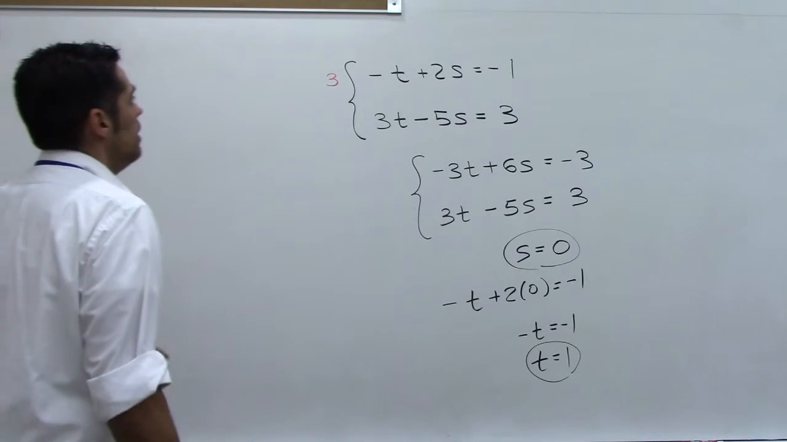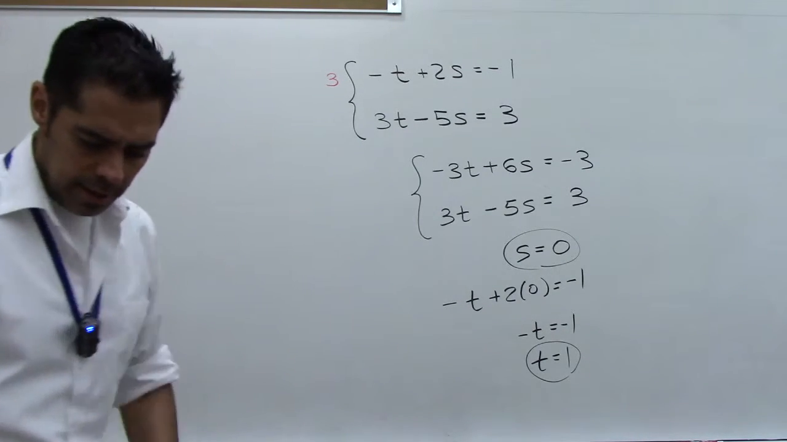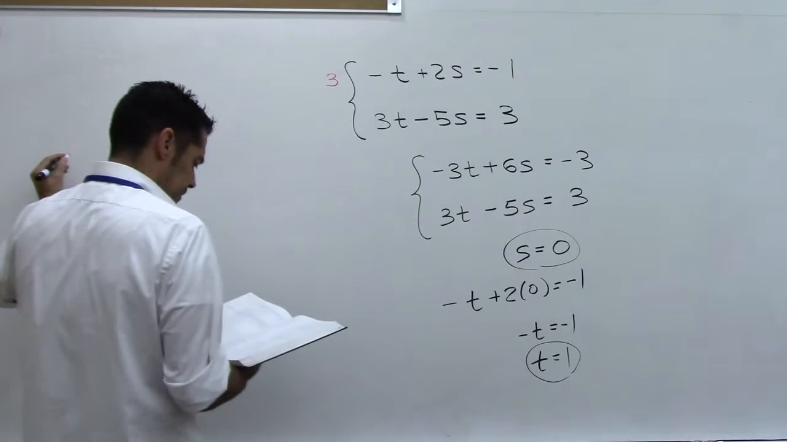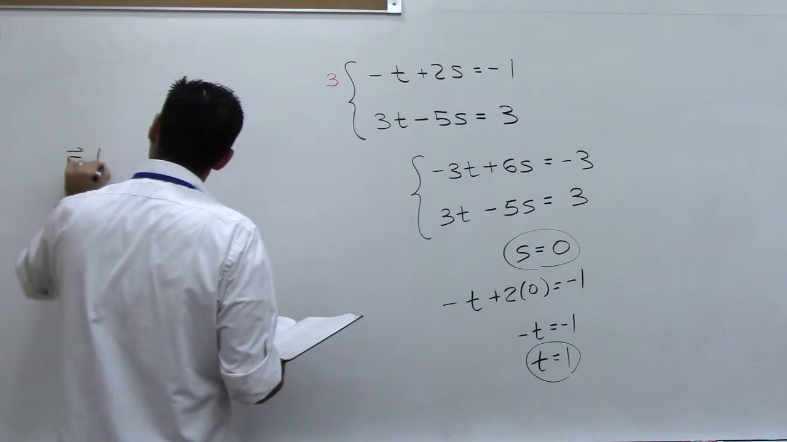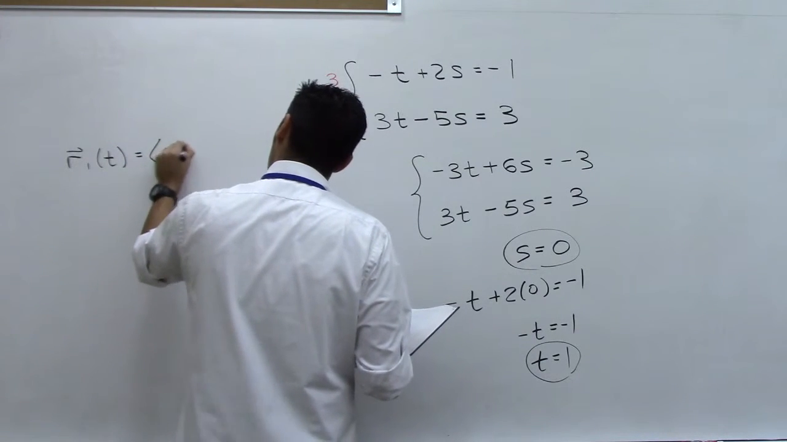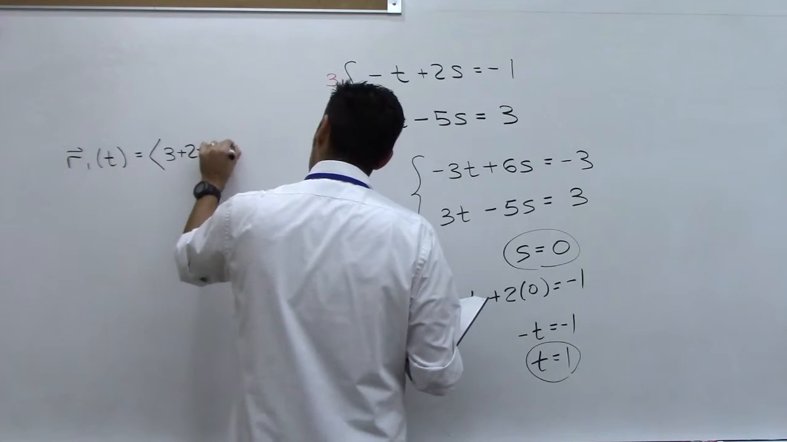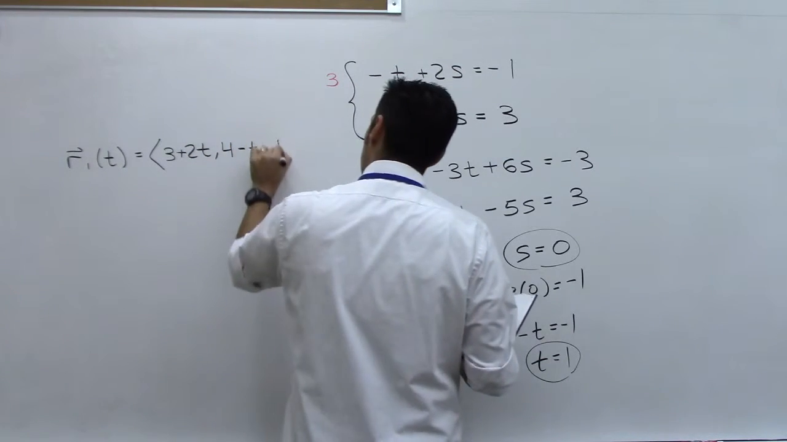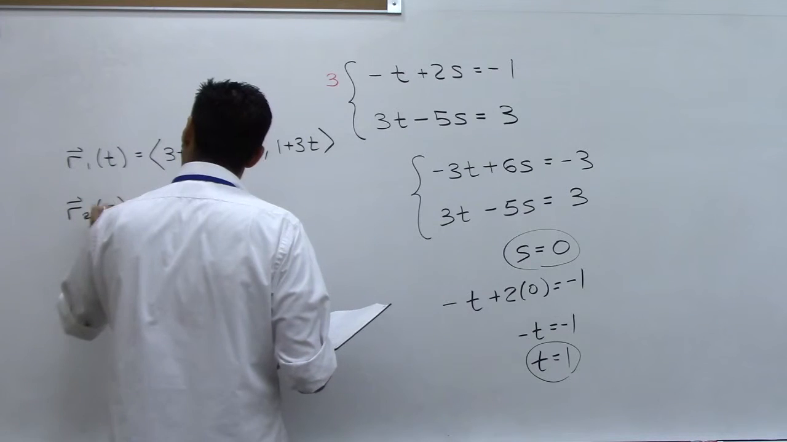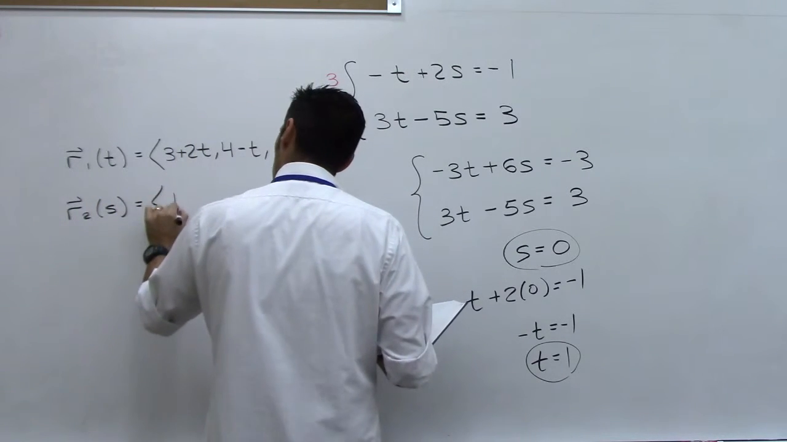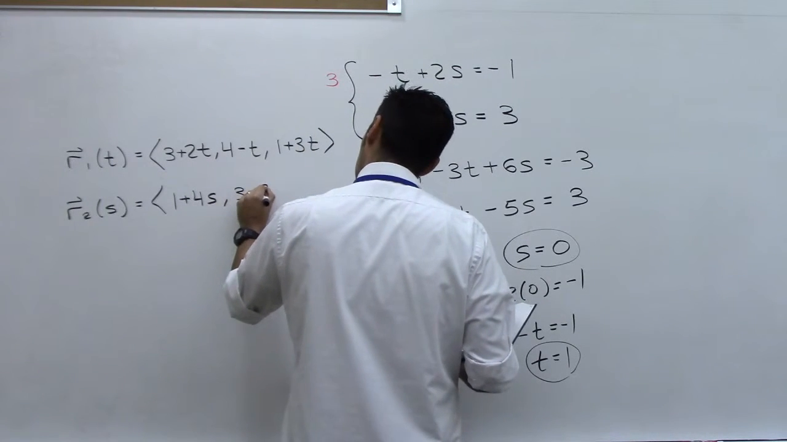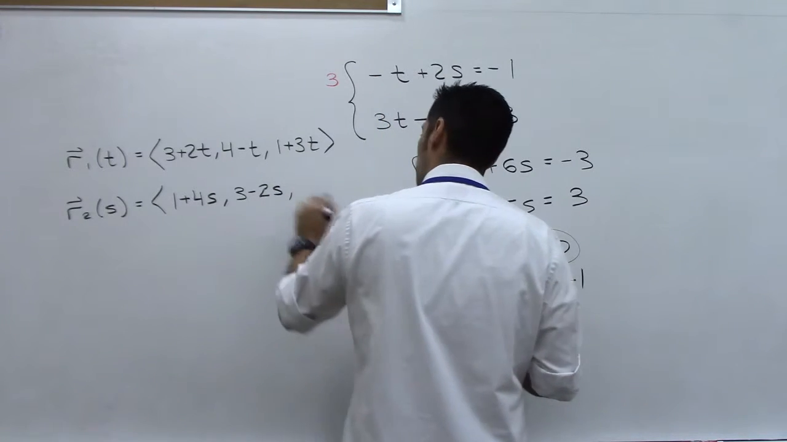Okay, so I had erased them, so let me put them back up here. Which number was this? This was 17, right? So remember, I'd said r1 of t was the vector 3 plus 2t, 4 minus t, and 1 plus 3t. And r2 of s was 1 plus 4s, and 3 minus 2s, and 4 plus 5s.